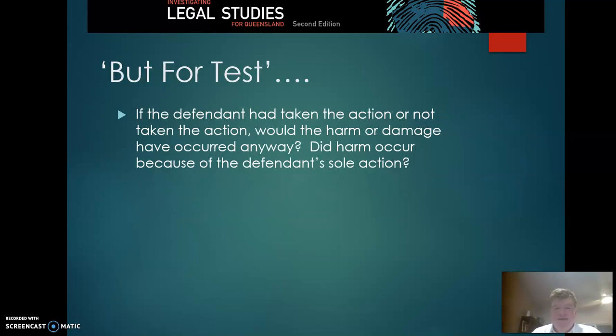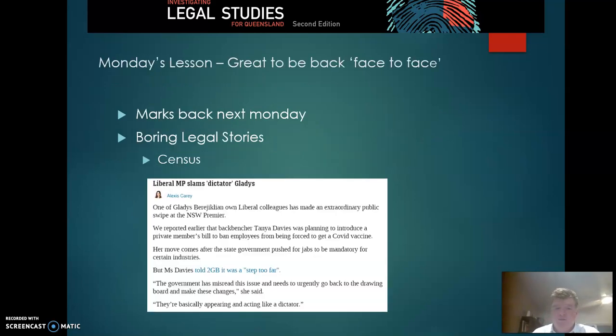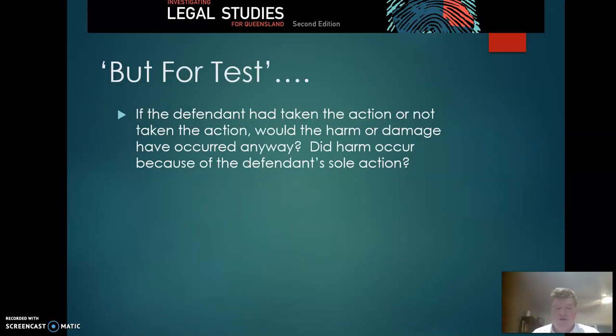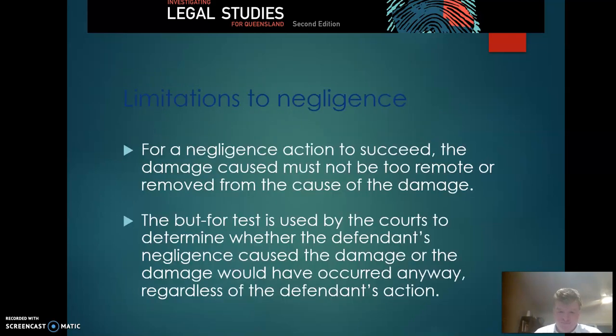The but-for test, if the defendant had not taken those actions, or put it the other way, if the defendant did take the actions, either way around, would the harm or damage have occurred? So one of the interesting cases we talked about with the but-for test was the drunk driver who ran into a car that was parked in the middle of the road. And so you say, well, it was a van parked in the middle of the road, but for the van parked in the middle of the road, the damages wouldn't have occurred. In that case, you had to say, well, there are other things that have contributed to the situation.